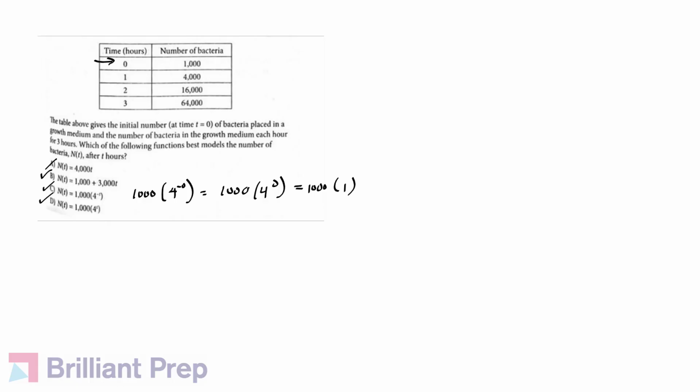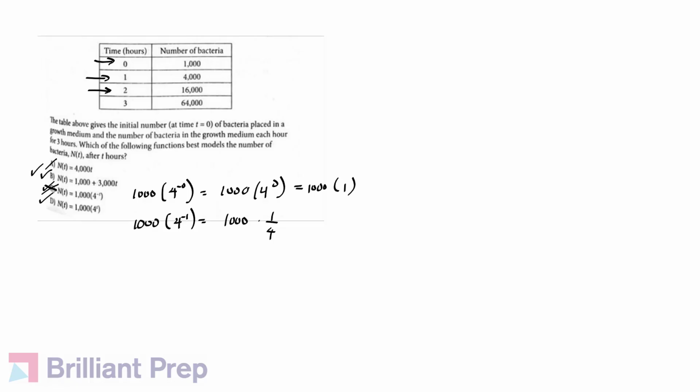Let's try out the next point. So when I plug in t equals 1, I should get the function equaling 4,000. And again, choice B works. Choice C, I think, will fail though, because we're going to get 1,000 times 4 to the negative 1, which is the same thing as 1,000 times a quarter, and that is not equal to 4,000. So C fails, but D also works, because 1,000 times 4 to the 1 is 4,000.